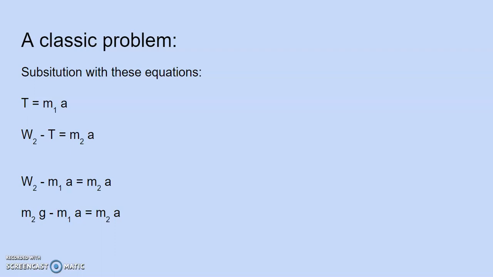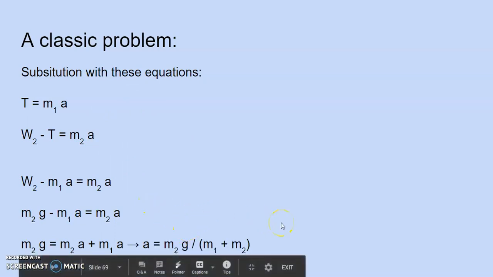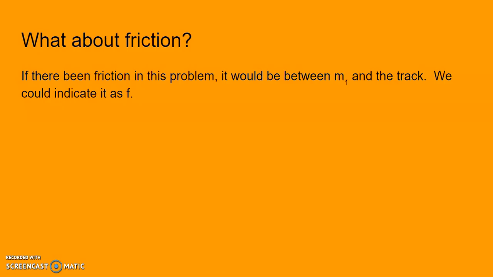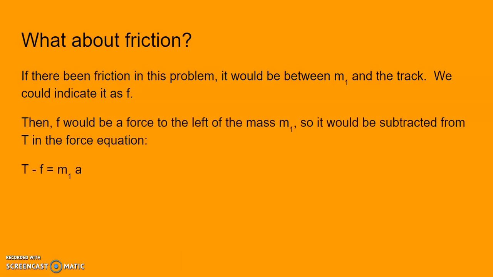All I did was plug the first equation into the second one, do a little bit of algebra, and we end up with this solution that the acceleration of the system is equal to m2g divided by m1 plus m2. So it's a little messy at times, but that's how you solve these problems. Now, if there had been friction, it would be between m1 and the track, and we could indicate it as little f. In fact, speaking of friction, it would look like that: T minus little f equals m1a.